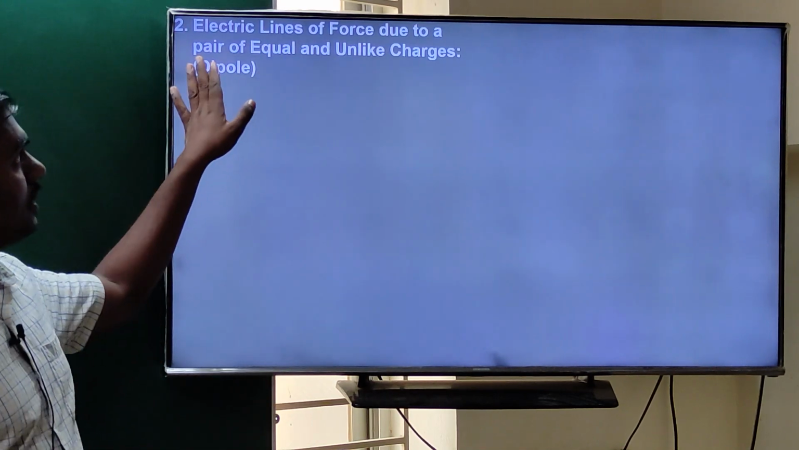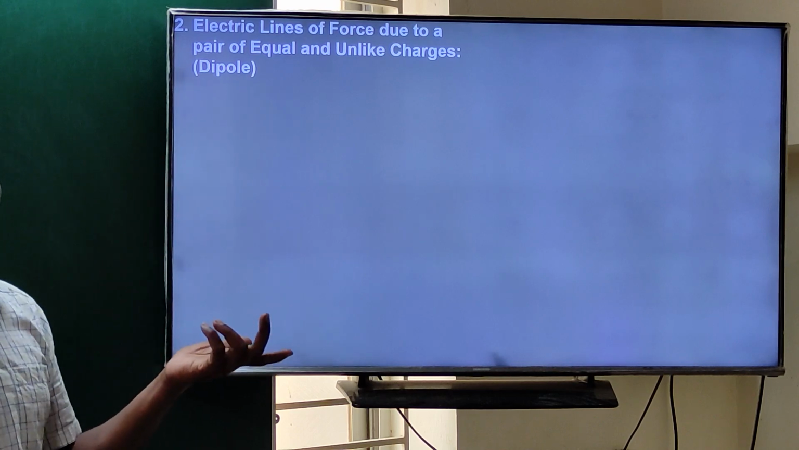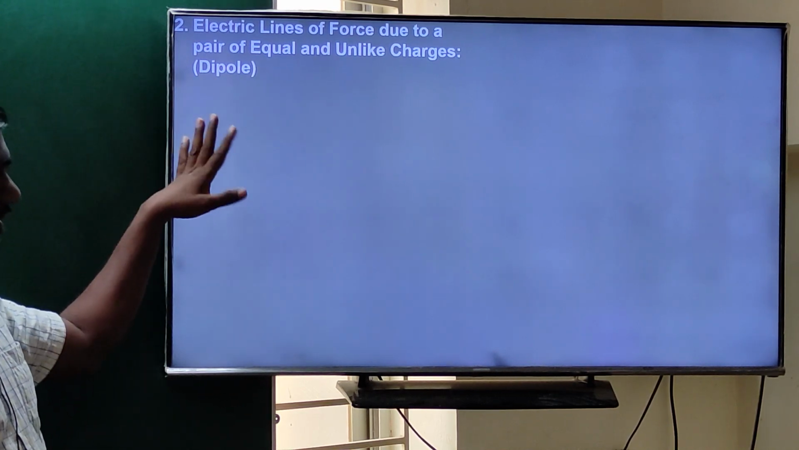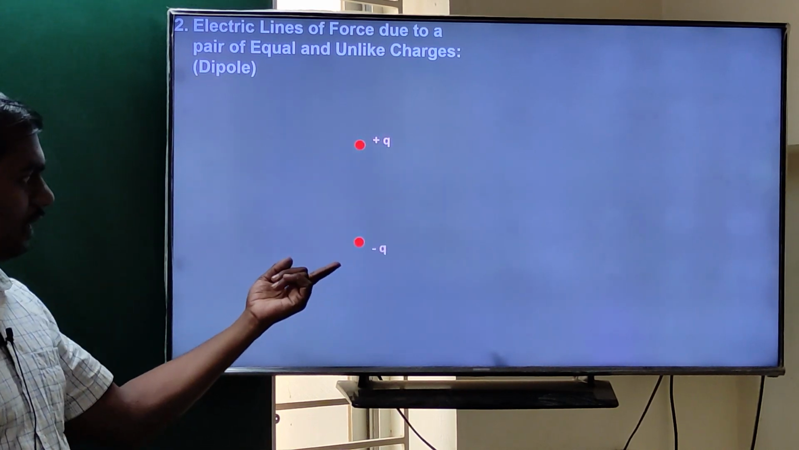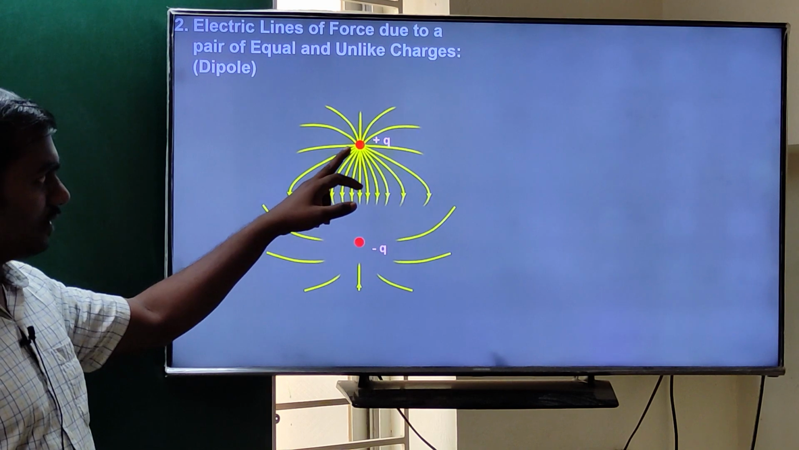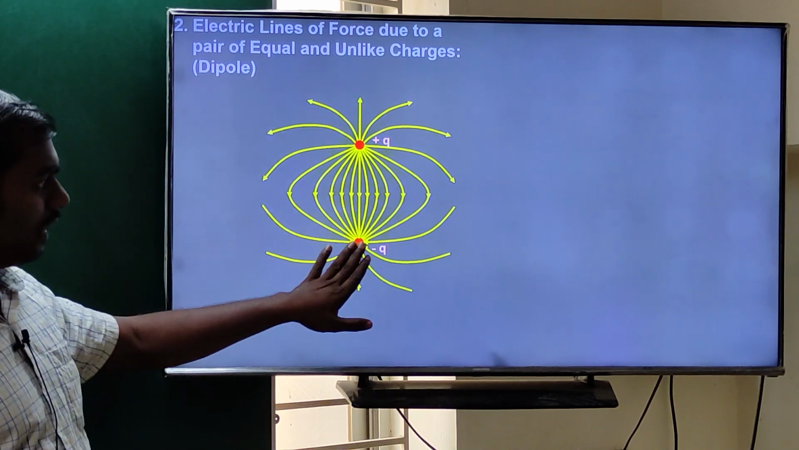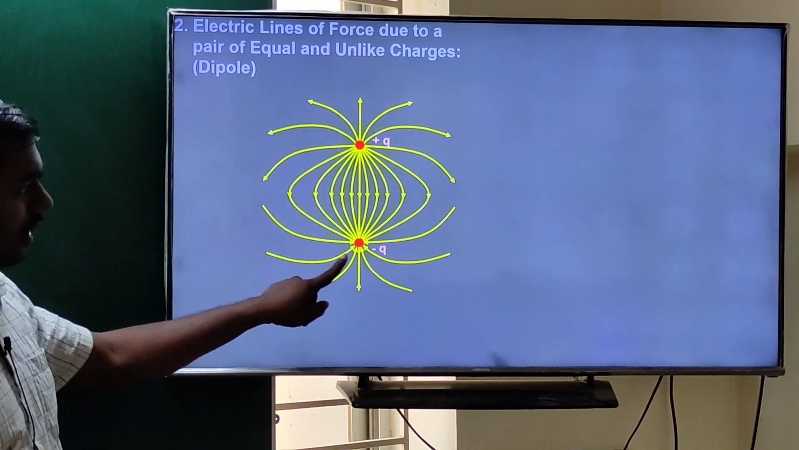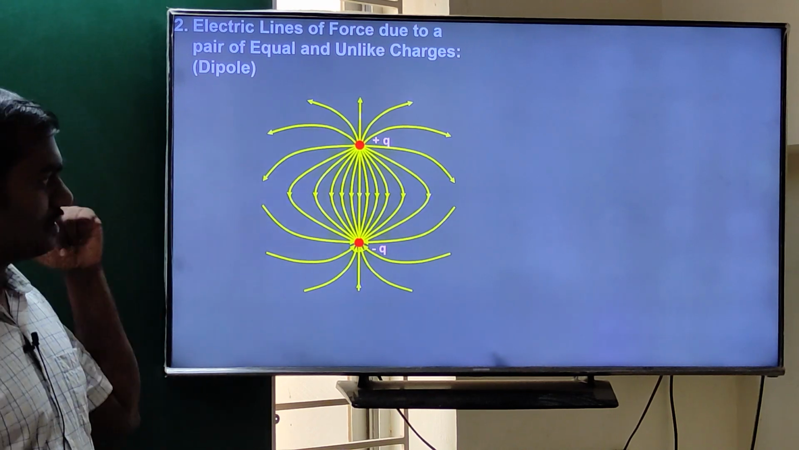And next point, the electric lines of force due to a pair of equal and unequal charges. It's like a dipole. We will discuss what a dipole is. If you have a positive charge and a negative charge separated by a small distance, that is called a dipole. If we have the dipole, the electric field lines originate from the positive and terminate at the negative, as we saw before in that simulation, right?